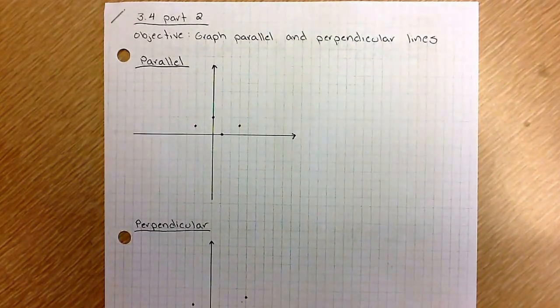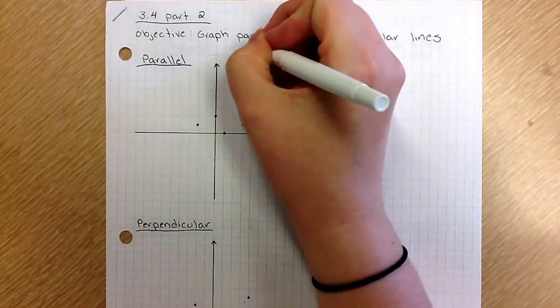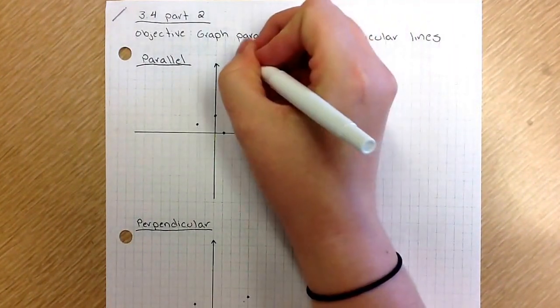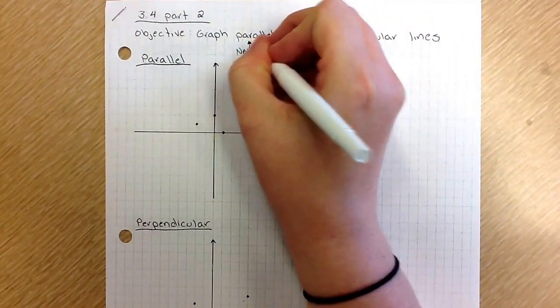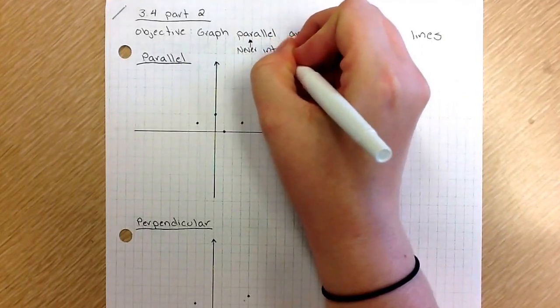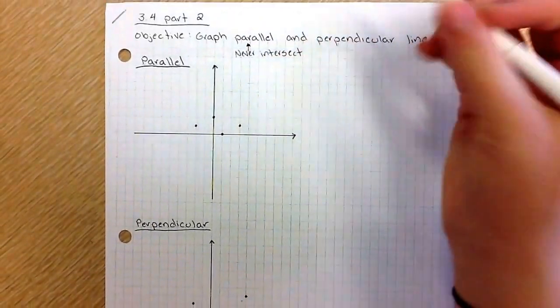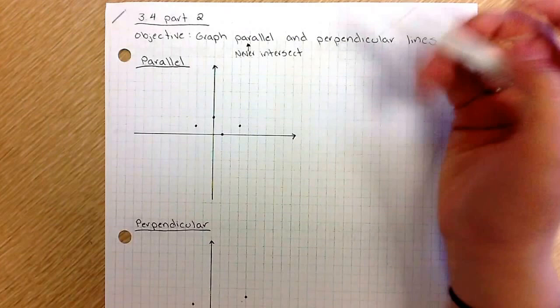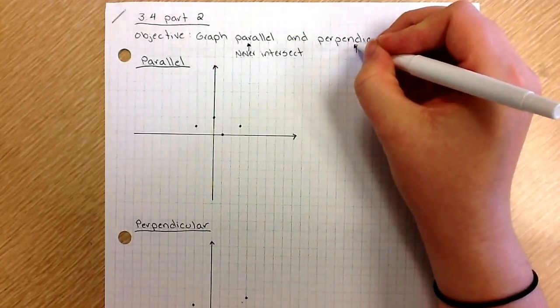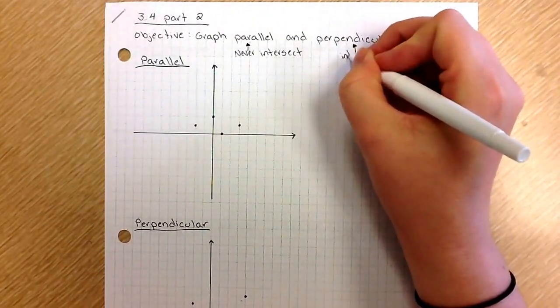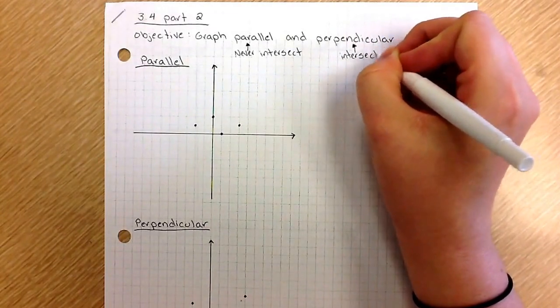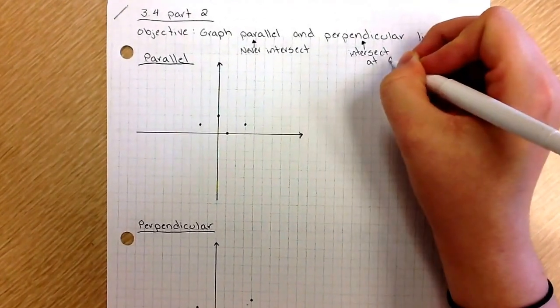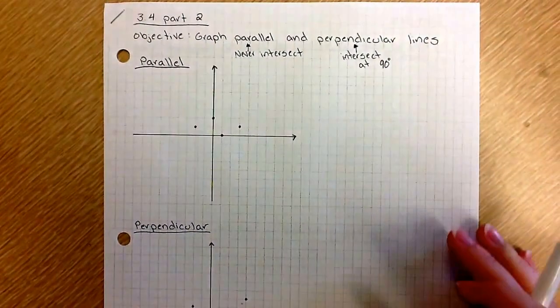First, we need to talk about what parallel means. Okay, parallel lines never intersect. They run next to each other. They run forever and forever and never intersect. Perpendicular lines, on the other hand, intersect at 90 degrees. They make a nice right angle.